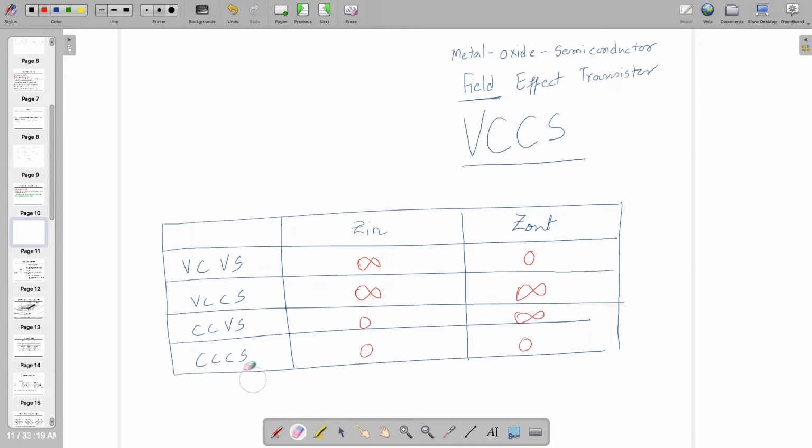CCVS: input is 0, output is infinity. No? Hmm? Yeah, sorry, I made a mistake. It is voltage, it cannot rise. So this is 0, and this is infinity. Okay, so we have to follow this table.